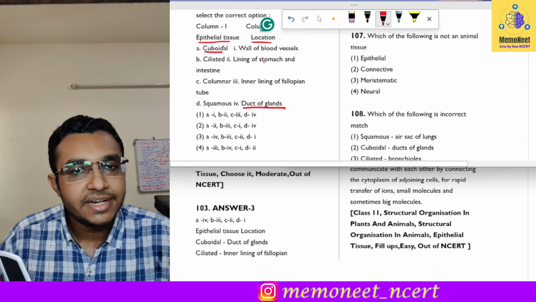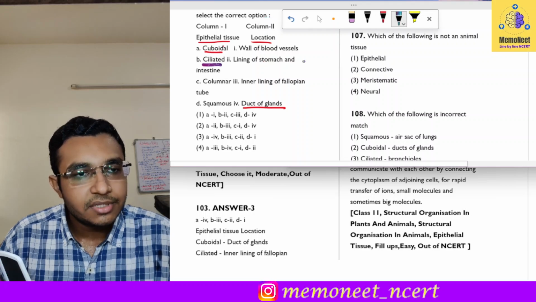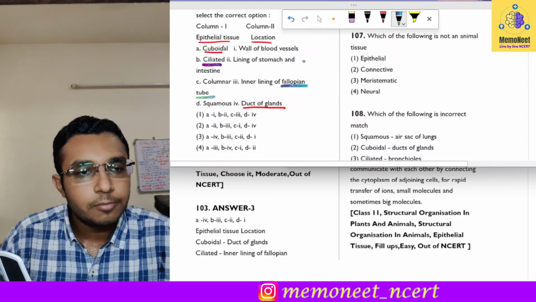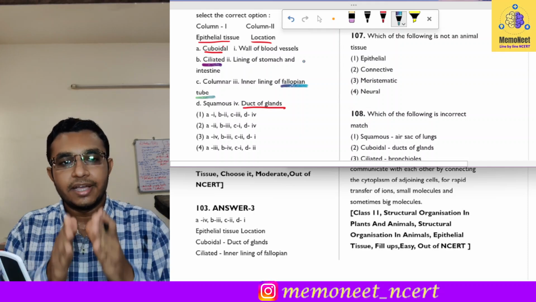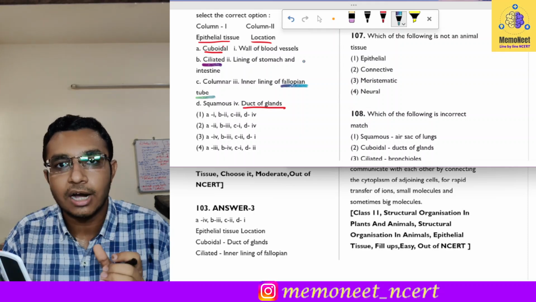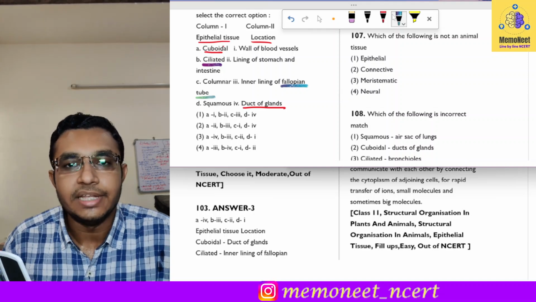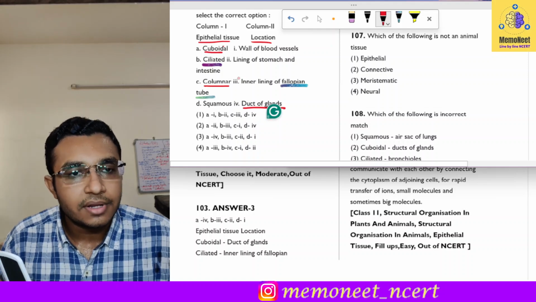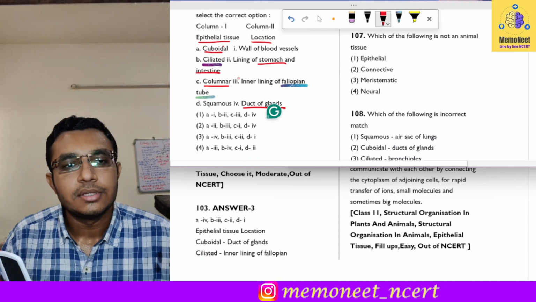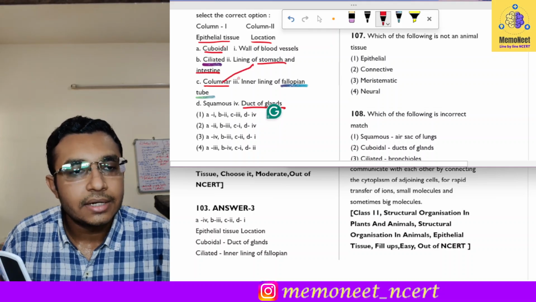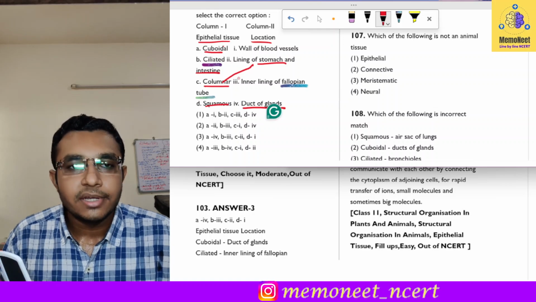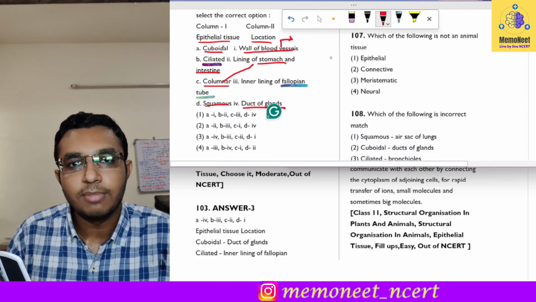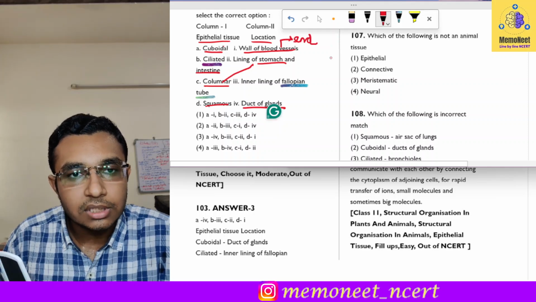Then B is ciliated epithelium. So the ciliated epithelium is found at which place? The ciliated epithelium is found in the inner lining of the fallopian tube. So the inner lining of the fallopian tube has ciliated epithelium which helps in the movement of ova. So B goes with 3. Next is C, that is columnar epithelium. So columnar epithelium is found in the lining of stomach and the intestine. So C goes with 2. And D is the squamous epithelium. The squamous epithelium is found in the wall of blood vessels. And what is this type of squamous epithelium which is found in the wall of blood vessels called? It is called the endothelium.